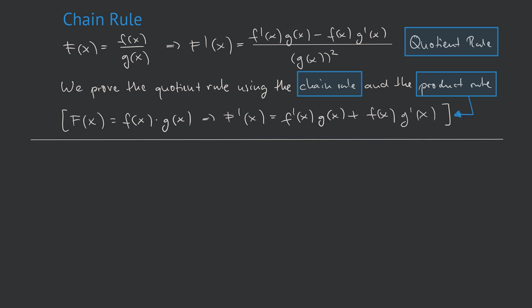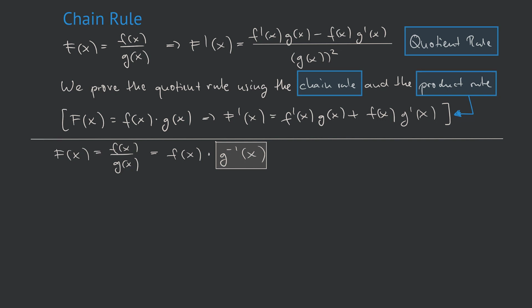To prove the quotient rule, we write capital F of x, which is f of x over g of x. And now we can write this as f of x times g to the power of minus 1 of x. And we call this function g to the power of minus 1 of x by a new name, for instance, h of x. So then we have f of x times h of x. And now you see that is something where we can apply the product rule to. We will do this later. But first I want to calculate the derivative of h of x.